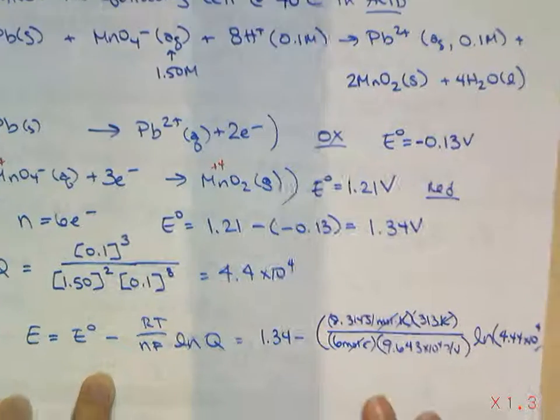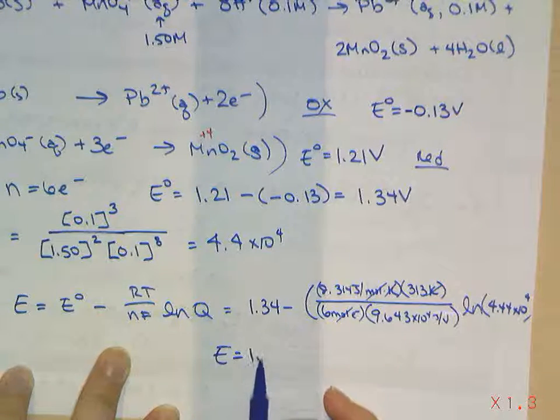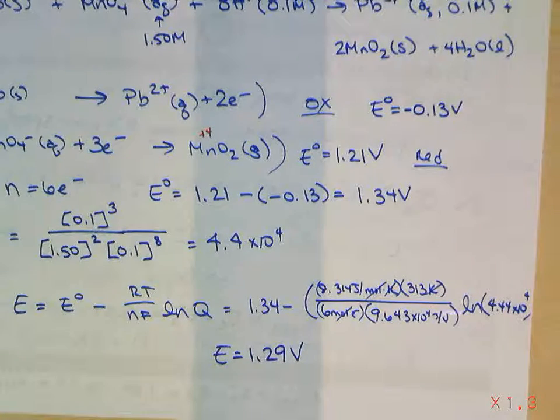All right, here we go. 8.314 times 313 divided by 6 times F, times the natural log of 4.44 times 10 to the 4th. Did it change it by a dramatic amount? Not really, right? Because this one is kind of a high concentration, but the other guys are pretty low concentrations.